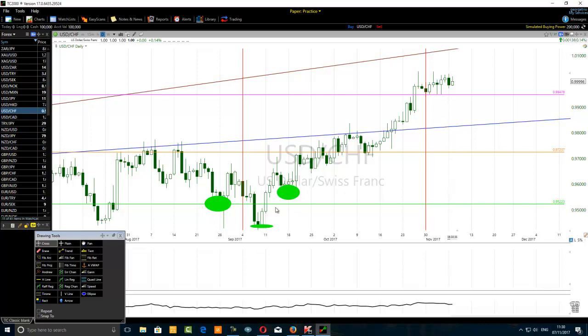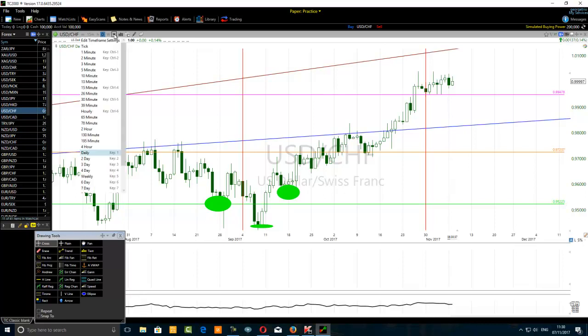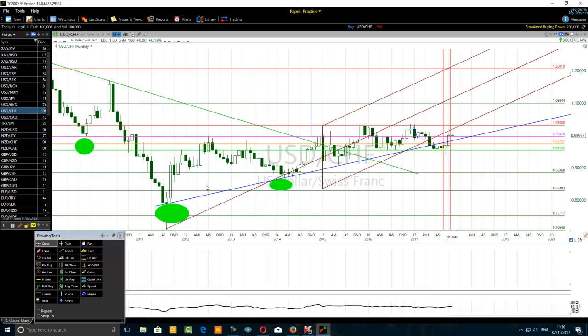So here it is. We have an inverted head and shoulders chart pattern. I'm on a daily chart. I'm going to go quickly to the monthly chart to verify that the bullish chart pattern is near a key level.